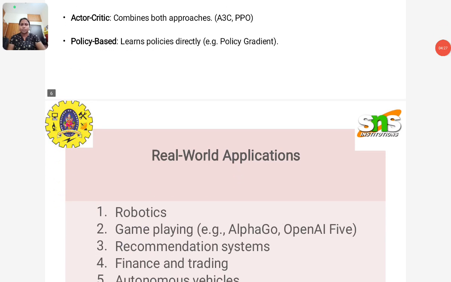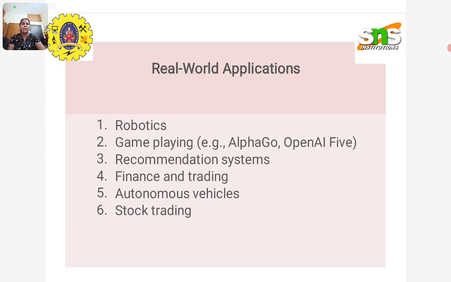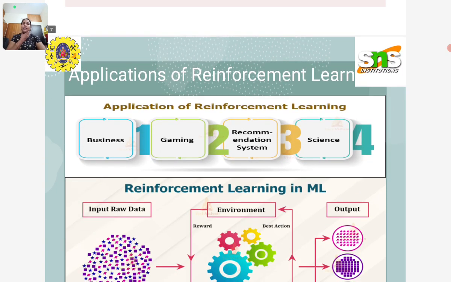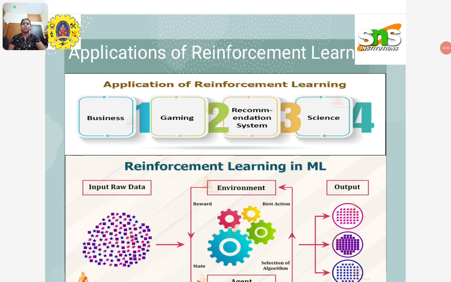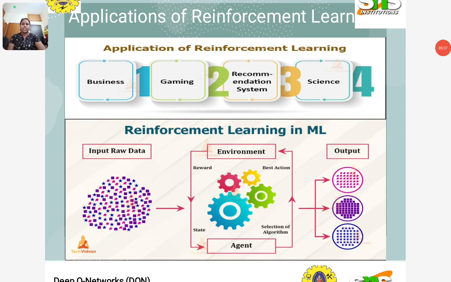And the real world applications are robotics, game playing, for example AlphaGo and OpenAI Five, recommendation systems, finance trading, autonomous vehicles, and stock trading. So these are real world applications. And the applications of reinforcement learning are in business, gaming, recommendation systems, and science.